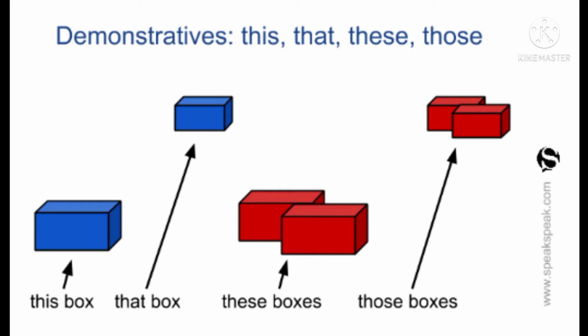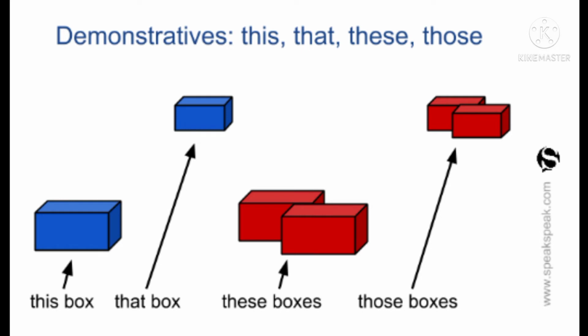Next, we will see about demonstratives: this, that, those, these. This and that are singular, these and those are plural. Look at the picture. The first blue box is near to us, so we can say this box. Then the second one is far from us, so we can say that box. Next, plural. These red boxes are near to us, so we can say these boxes.